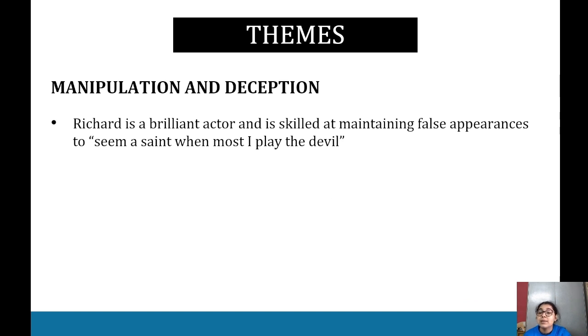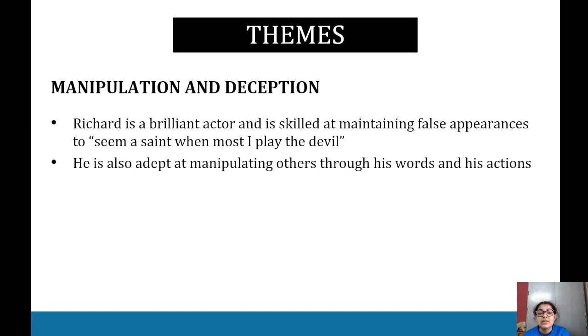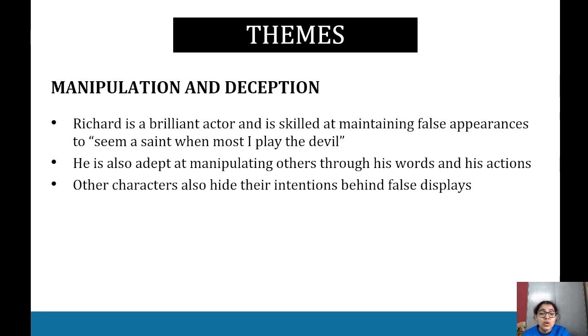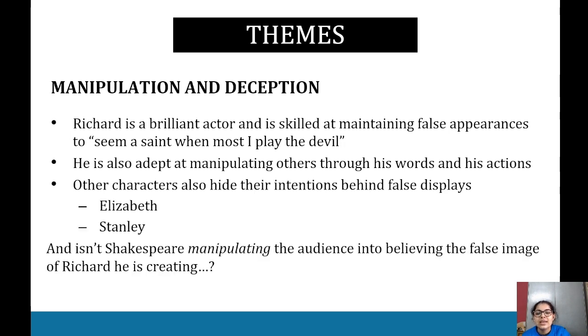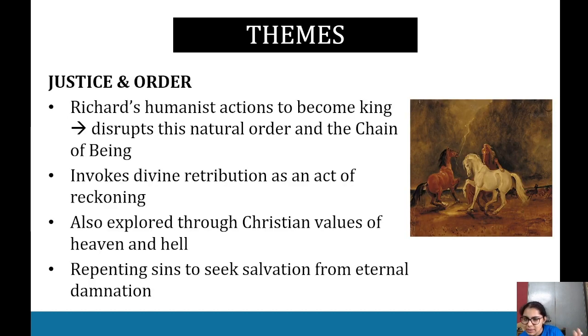Now, manipulation and deception. Richard is a brilliant actor. He's skillful, and he seems a saint when at most he plays the devil. He is also adept at manipulating others through his words and actions. We can see that in the way he wooed Anne. Other characters also hide their intentions behind false displays, like when Queen Elizabeth says yes to Richard, but she's just trying to delay him. Obviously, her reason is much better than Richard's, but it's still there. So Elizabeth, Stanley, and isn't Shakespeare manipulating the audience into believing the false image of Richard that he is creating? So think about that too.